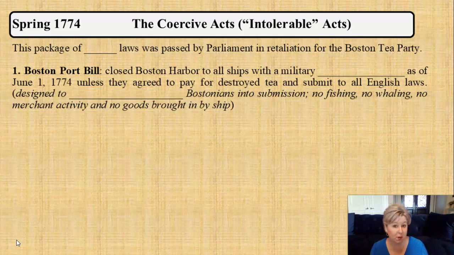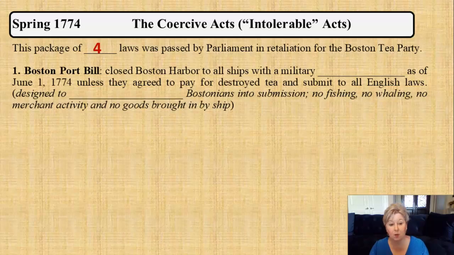The response from Parliament, they were absolutely incensed at this, which was seen as rebellious behavior. How dare you question our authority in this way? So in the spring of 1774, there was a set of 4 laws passed by Parliament. They were called the Coercive Acts. To coerce someone is to force, if you want to put that up there in your margin. So the Coercive Acts were what they were called by Parliament. The colonists called them the Intolerable Acts. We will not tolerate that. They can't be tolerated. So in the spring of 1774, these Intolerable Acts, a package of 4 laws, were passed in retaliation for the Boston Tea Party.